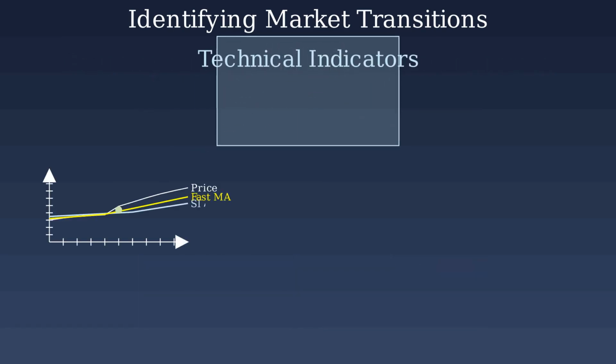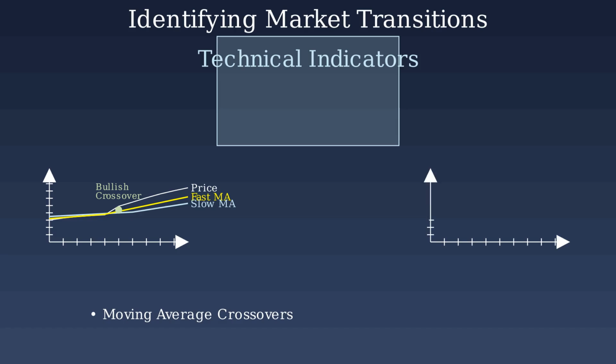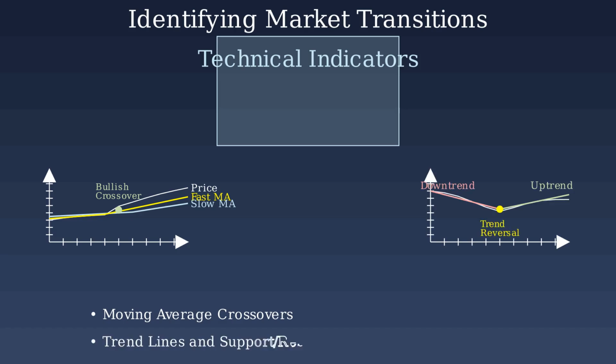Technical indicators look at price and volume patterns to signal changing momentum. Moving average crossovers are popular signals, where faster moving averages crossing above slower ones suggest bullish trends. Trend lines help identify directional changes, with broken trend lines often signaling potential reversals. When a downtrend line breaks, it might indicate a shift from bear to bull market.